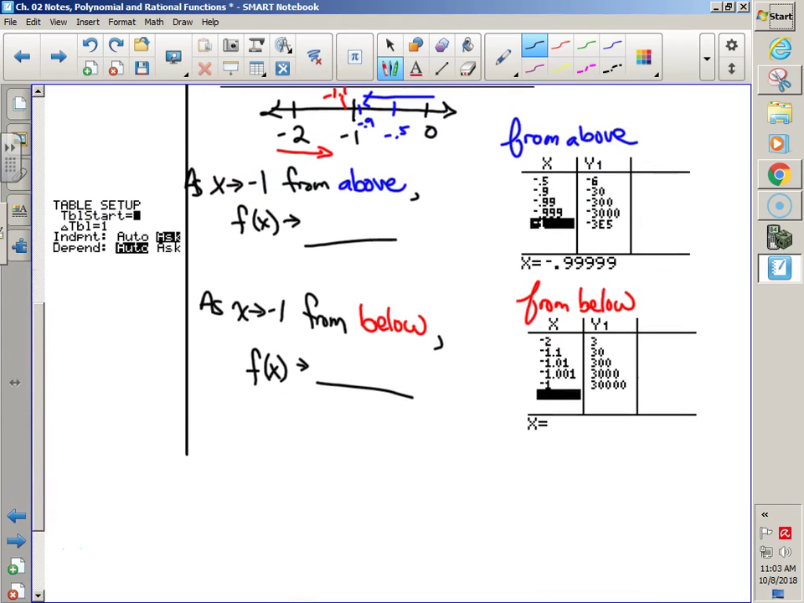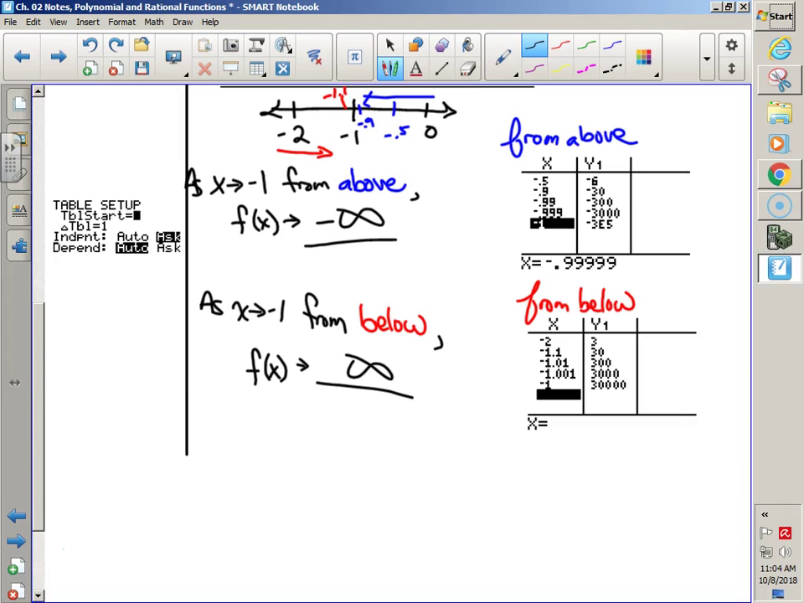Where are the y's approaching on this guy? From above the vertical asymptote. Yeah, because isn't e to the 5 times 10 to the 5th negative 3 with 5 zeros after it? Where are these guys going? From above, negative infinity. And what's going on from below? Positive infinity, because they're going higher and higher and higher.